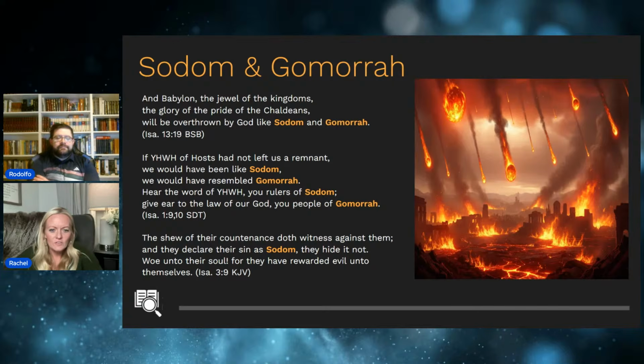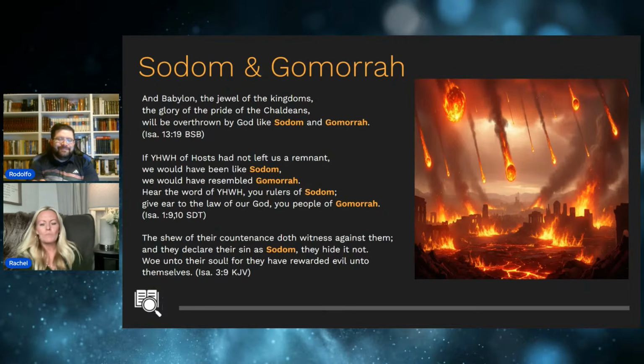But besides the destruction, I was thinking about Isaiah 3:9, and it says, the show of their countenance doth witness against them, and they declare their sin as Sodom. They hide it not. Woe unto their soul, for they have rewarded evil unto themselves. So here it's pointing more to the sin of Sodom and what that is. So maybe the destruction is a type, and what the sin is. I'm not going to go into what the sin is because it's a wild goose chase, but there are so many. Maybe another time we'll do that.